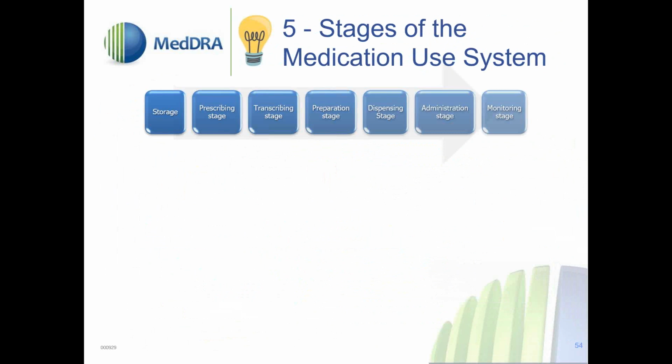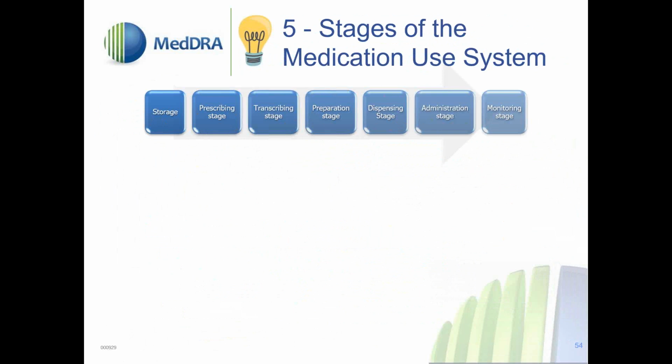We already talked about the stages of the medication use system and looked into the HLGT medication errors and other product use errors and issues and the MedDRA hierarchy underneath. This slide now shows the different stages, starting with the storage of the products, prescribing stage, transcribing, preparation, dispensing stage, administration stage, and the monitoring stage.